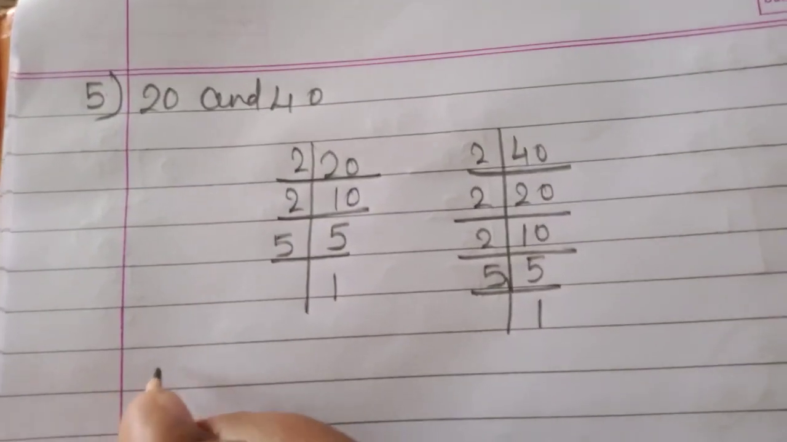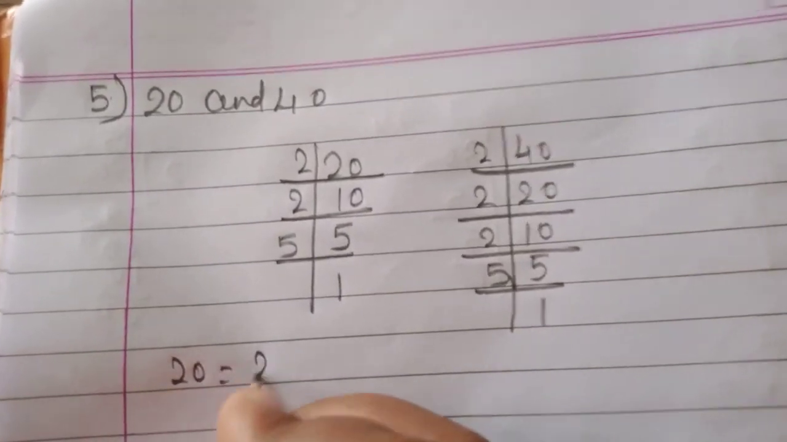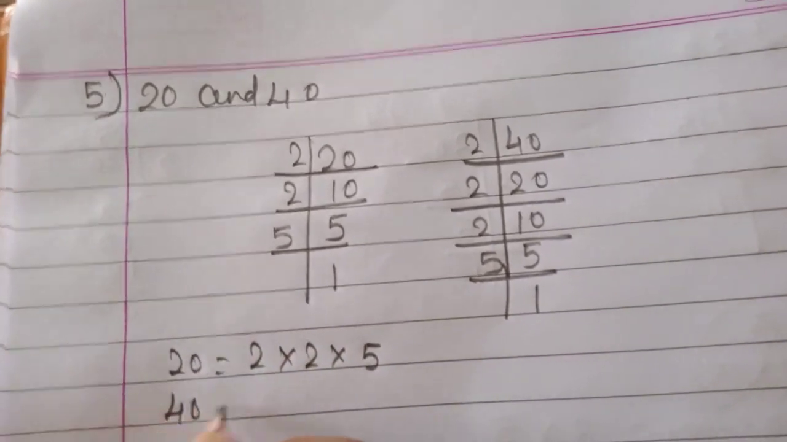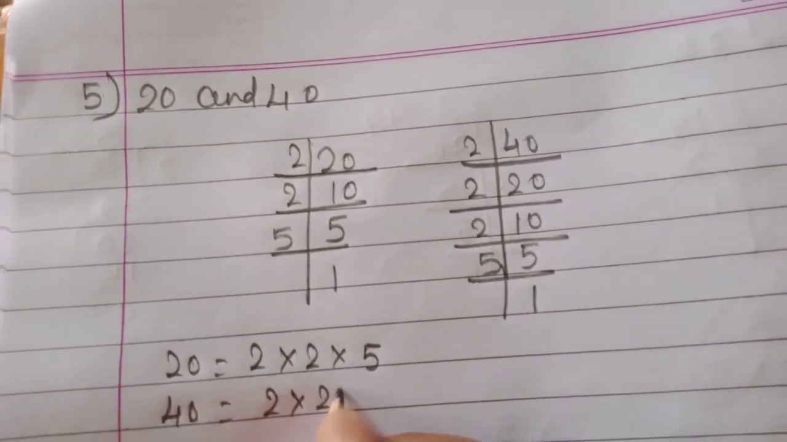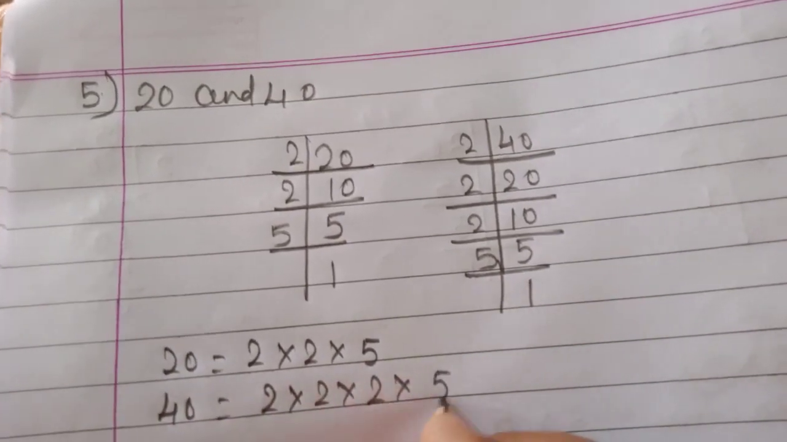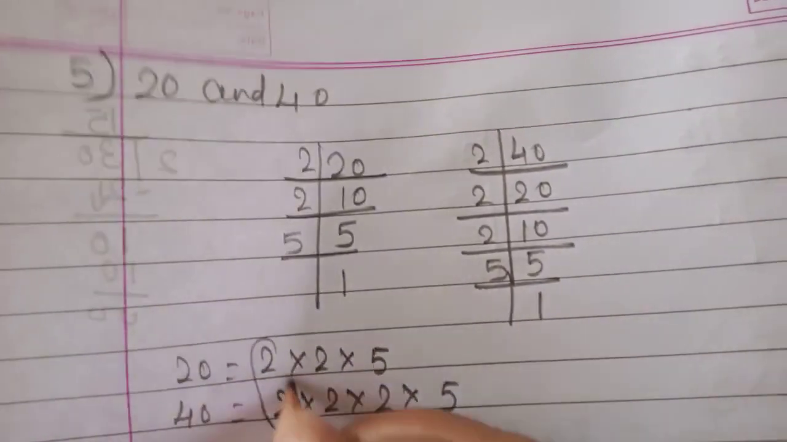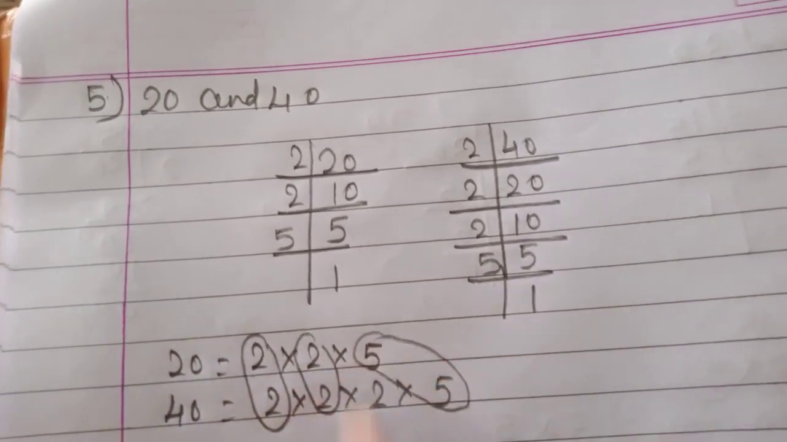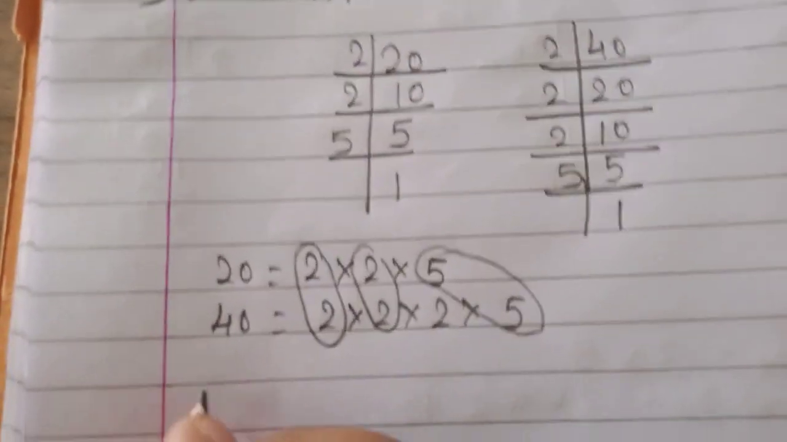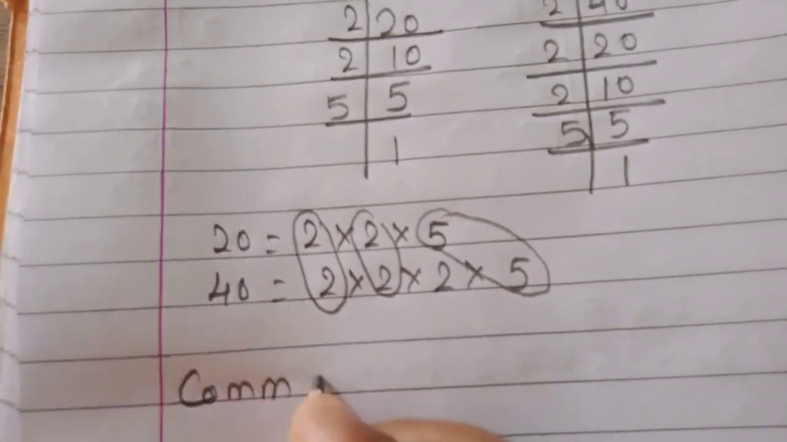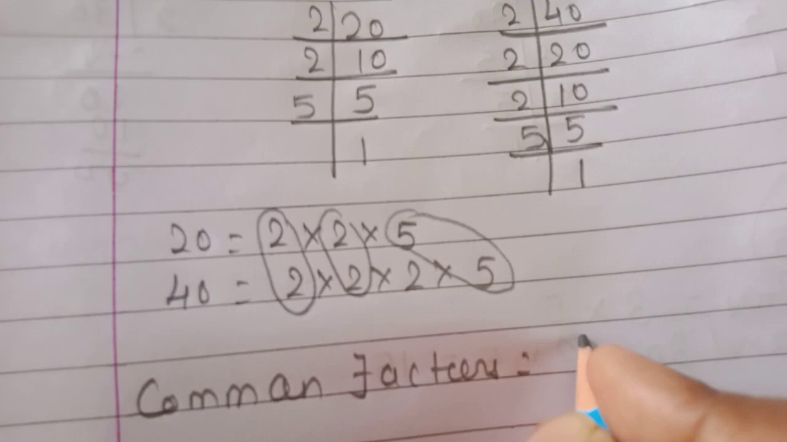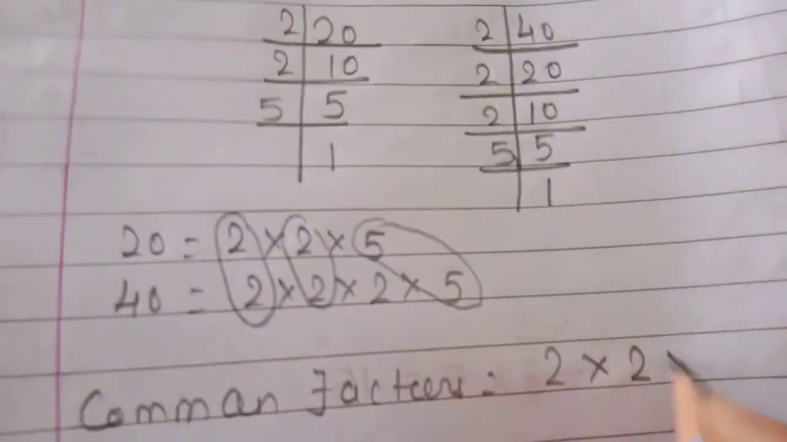Now we will write the factors for 20. So 2 multiplied by 2 multiplied by 5. Then factors for 40: 2 multiplied by 2 multiplied by 2 multiplied by 5. So now we have to take the common factors. Okay, 2, 2 and 5. So we will write common factors equal to 2, 2 and 5.